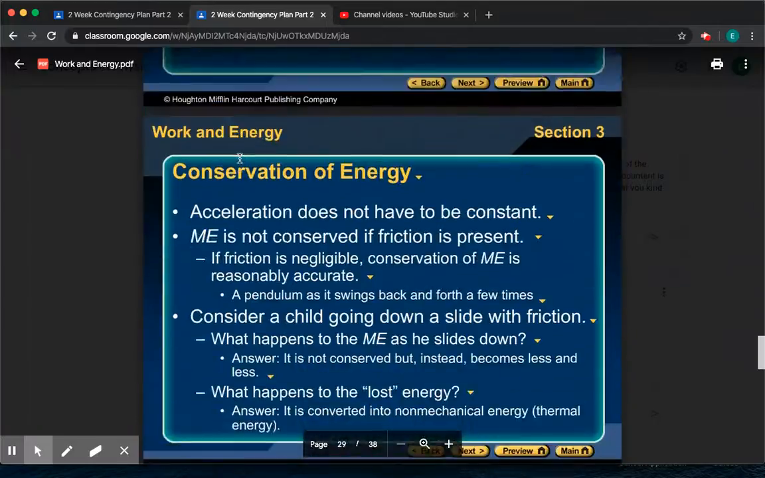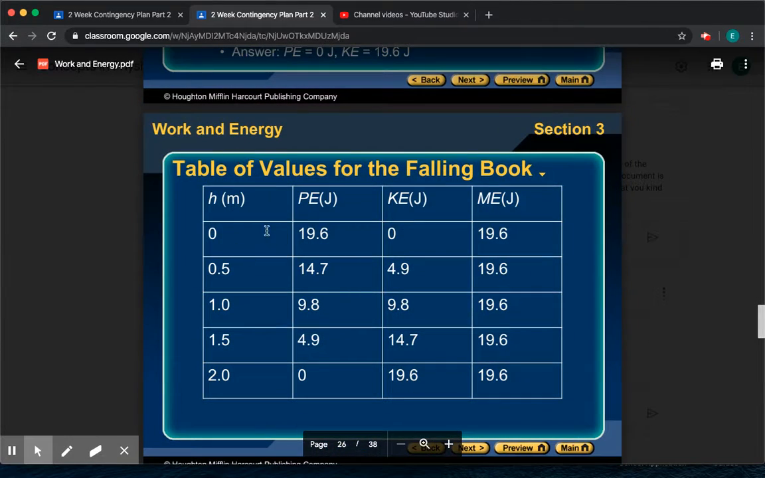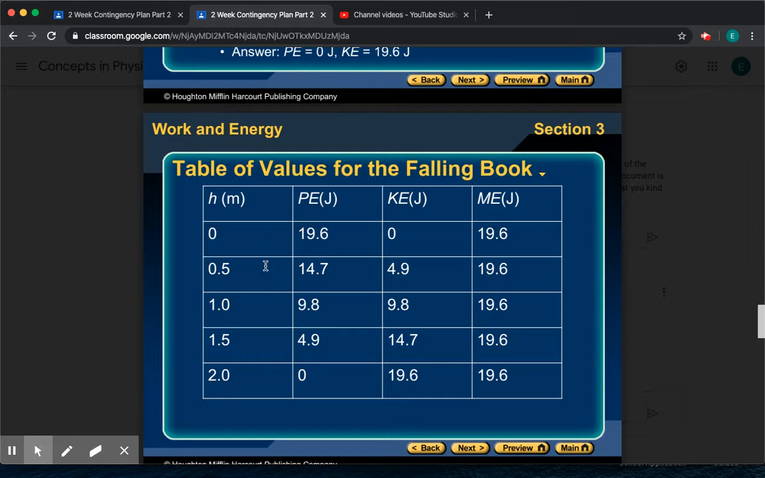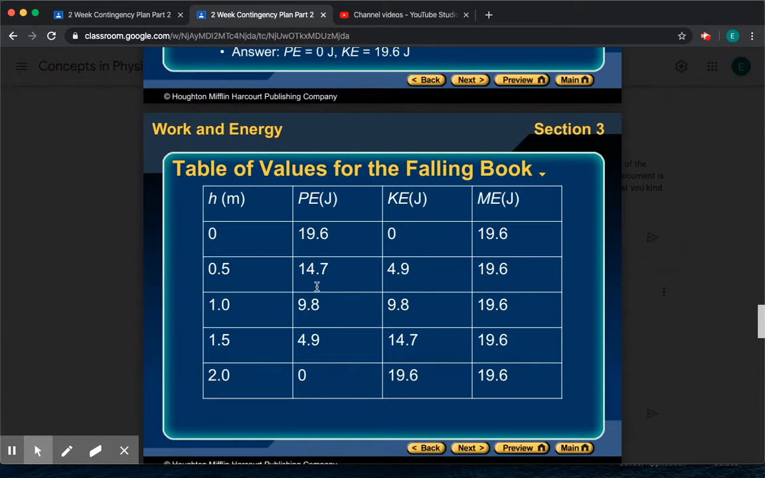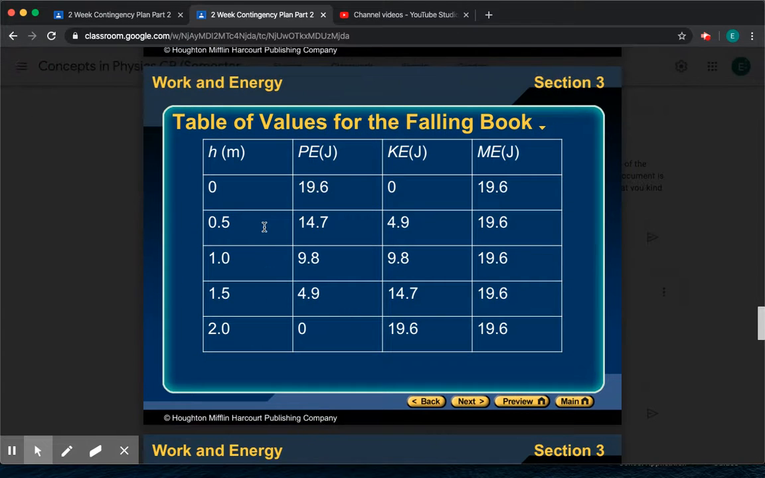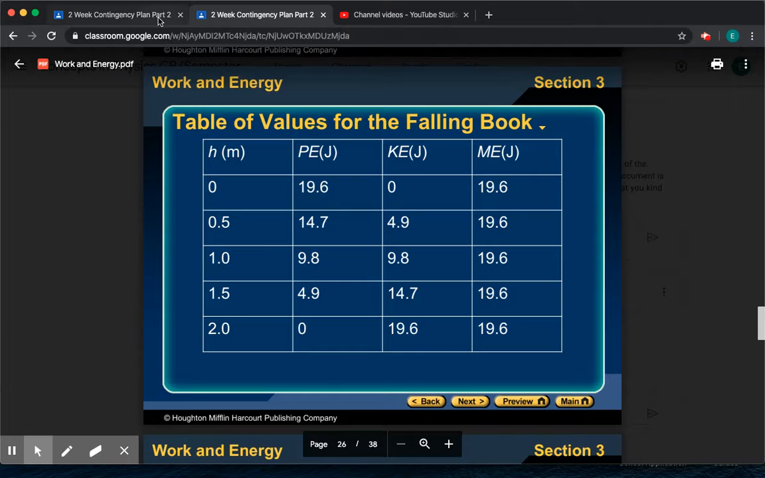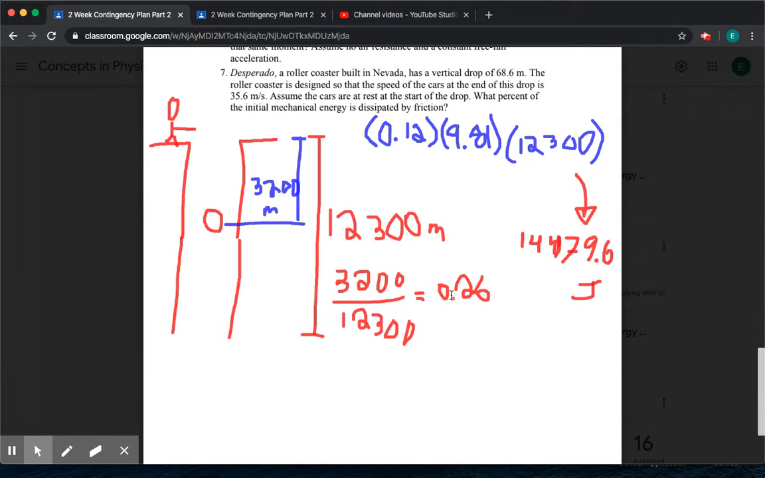Where's the table? Here it is. We start at a certain height. As you fall down, potential gets converted to kinetic. At the halfway point, half of the potential is converted to kinetic. So you can work with fractions and percentages when doing this. This is the exact same scenario. You have something falling, the potential is being converted into kinetic. So we fell about a quarter of the way there.